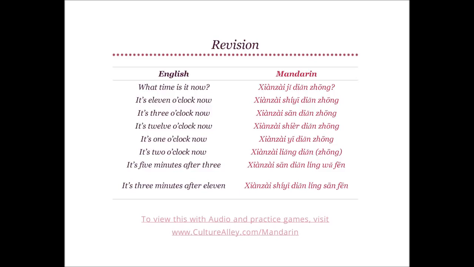Let us now review some of the phrases we learned in the last lesson. Let's start with "What time is it now?" which translates as 现在几点钟? It's 11 o'clock now becomes 现在11点钟. Similarly, it's 3 o'clock now will be 现在3点钟.